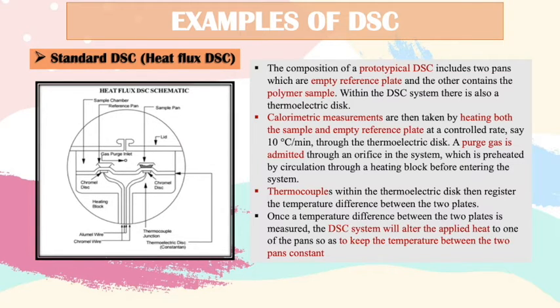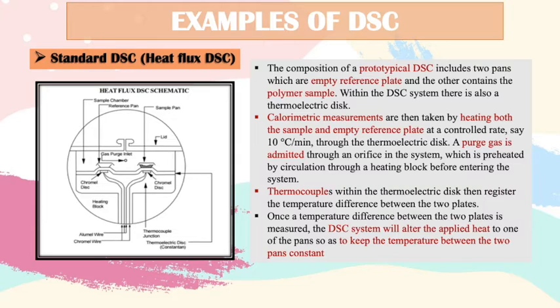The components of this DSC include two pans: an empty reference plate and the other containing the polymer sample. Within the DSC system, there is also a thermoelectric disk. Calorimetric measurements are then taken by heating both the sample and the empty reference plate at a controlled rate. Next, purged gas is admitted through an orifice in the system. Thermocouples within the thermoelectric disk then register the temperature difference between the two plates.